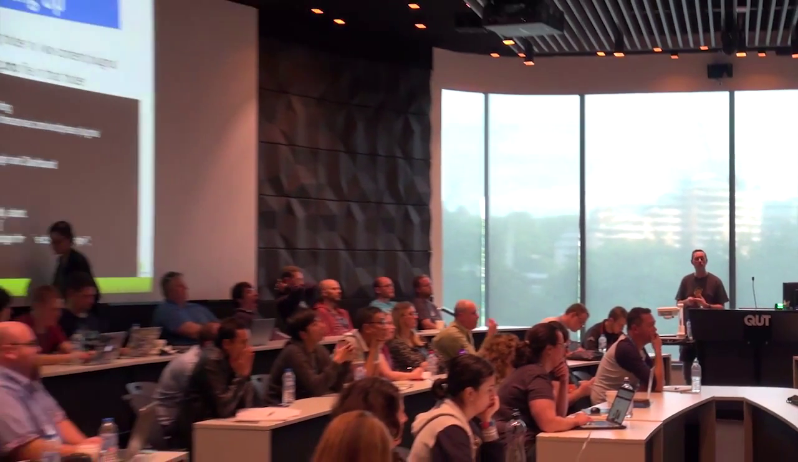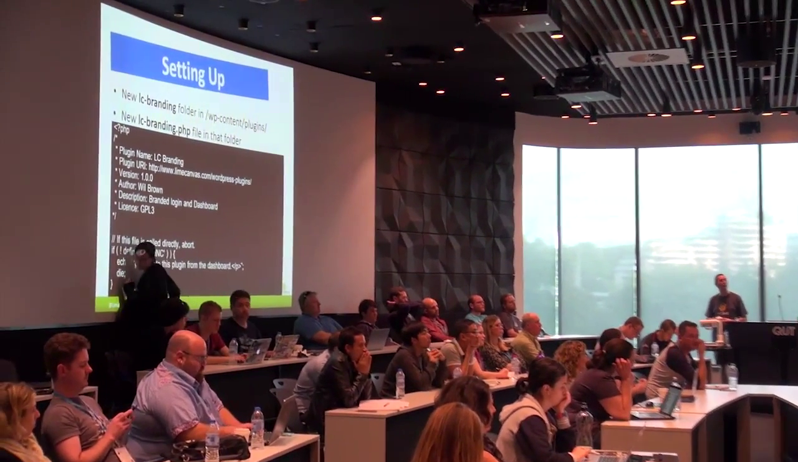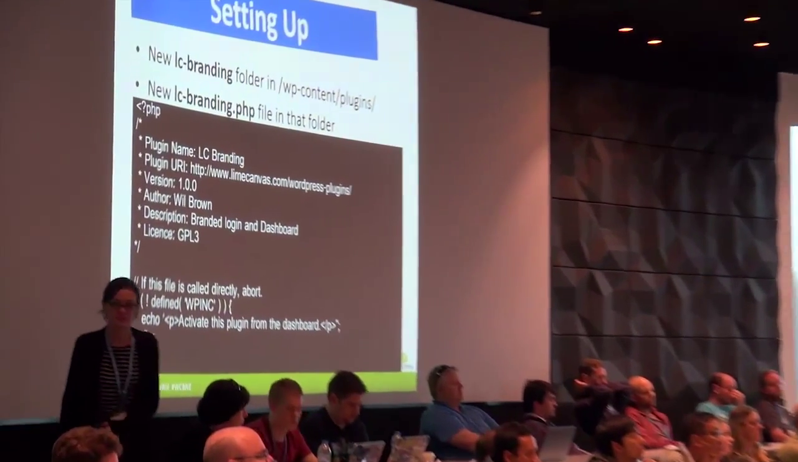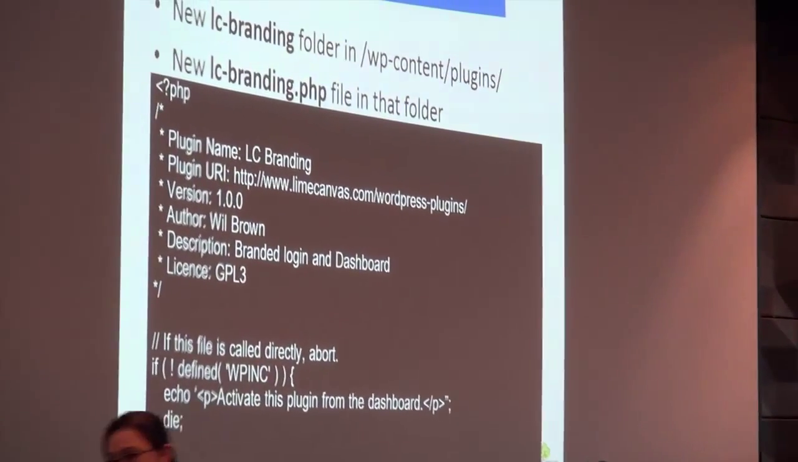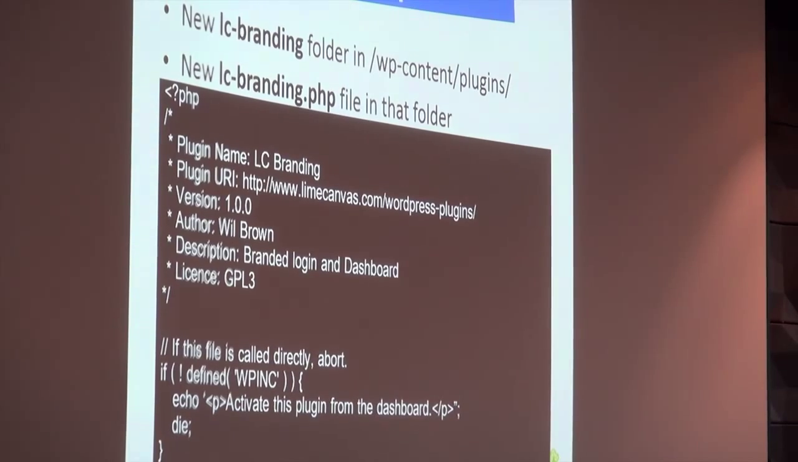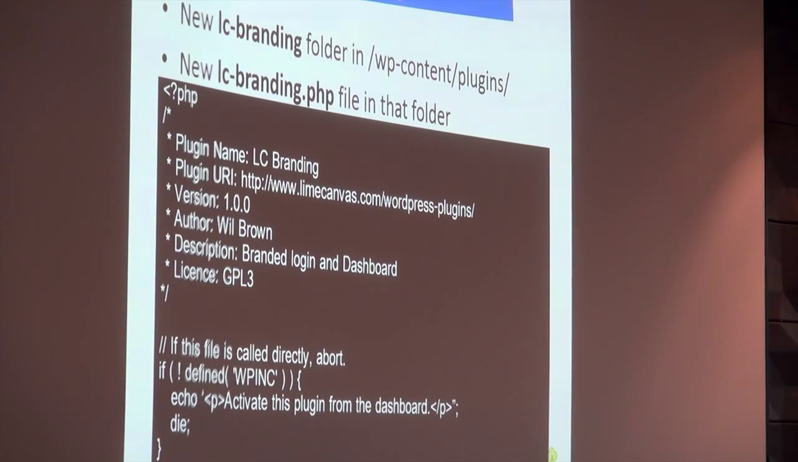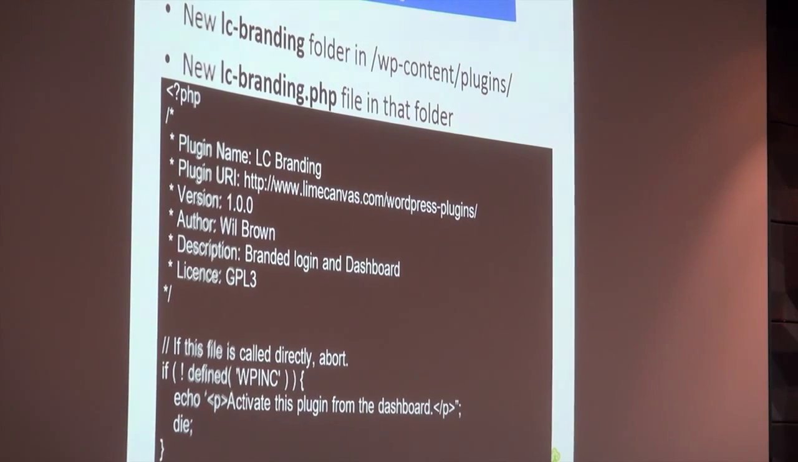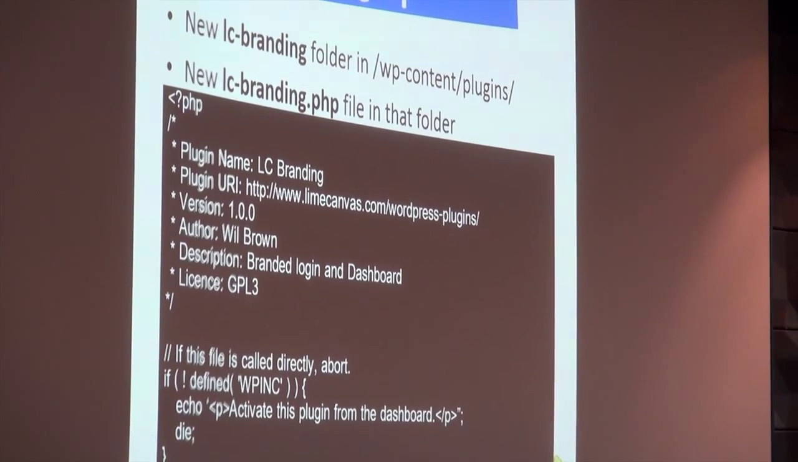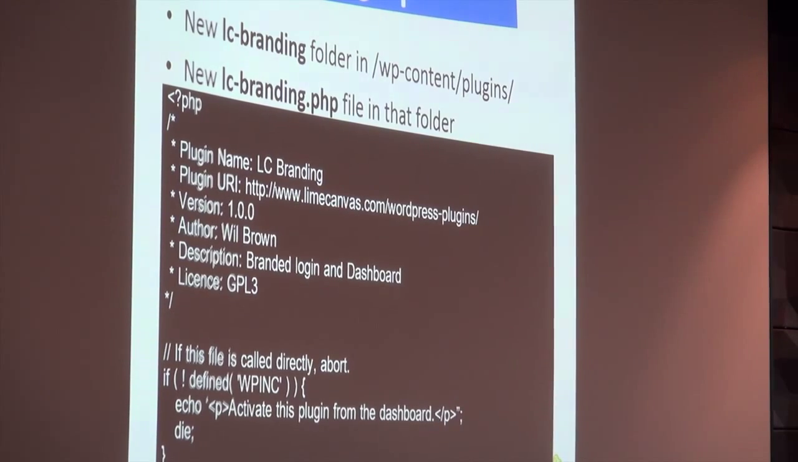Okay, so setting up. We're going to have a new folder called lc-branding in the plugins folder. We're also going to have an lc-branding.php file, which is the bootstrap file. And here's the header for that. We've got our plugin name, the version, it's GPL3, which is fine. Then we've got this little bit of code at the top, which is similar to the uninstall. What we're actually looking for is to see if WordPress is already running, so that people can't just type in that script itself and run the code.